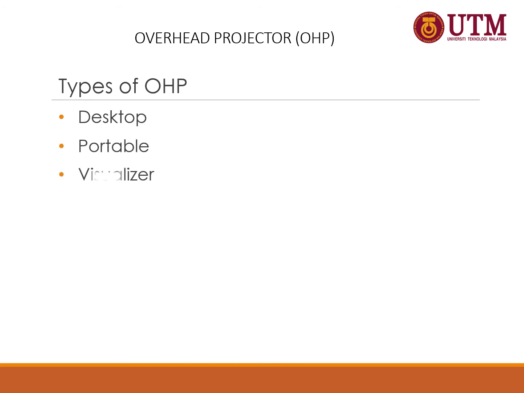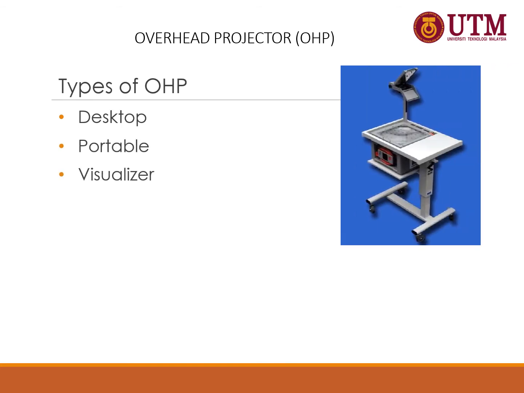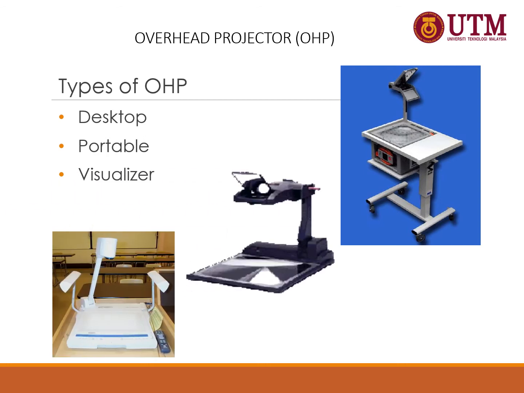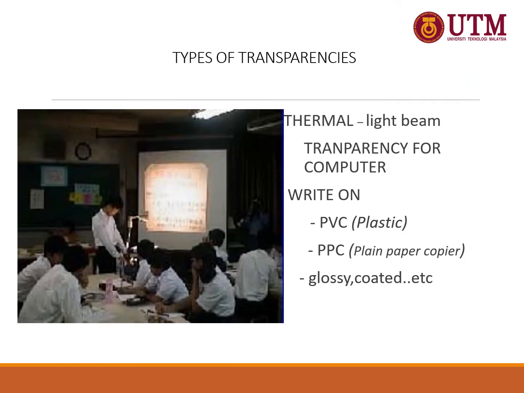And there's actually three types of OHP, which is the desktop, portable, and then the visualizer. Back then, when they used to actually employ this OHP in their classes, they used different types of transparencies, and it has many requirements actually to use.